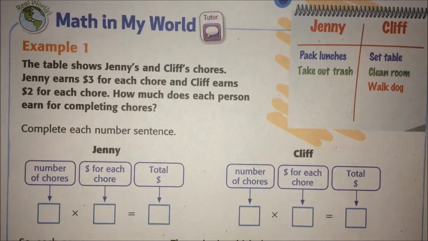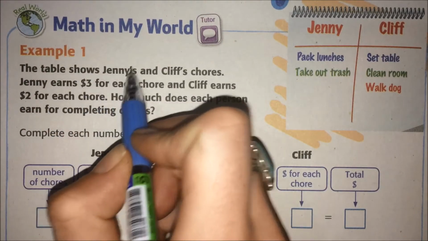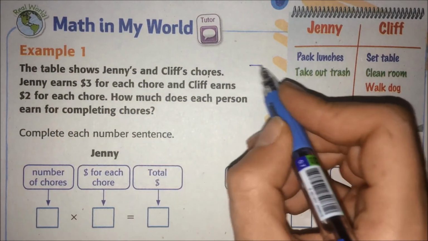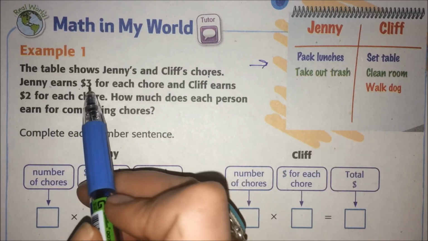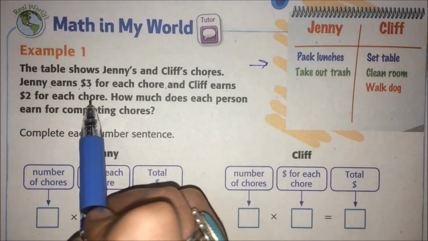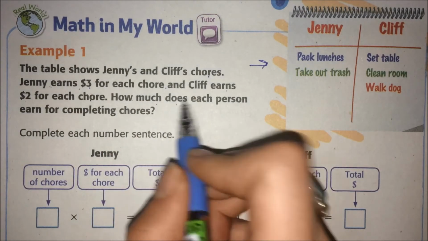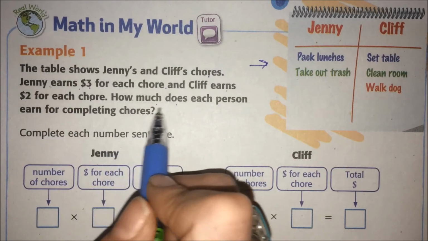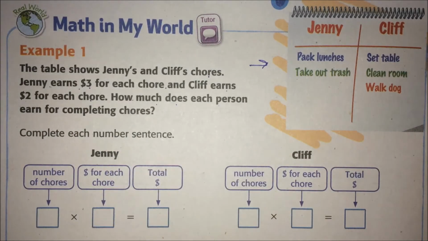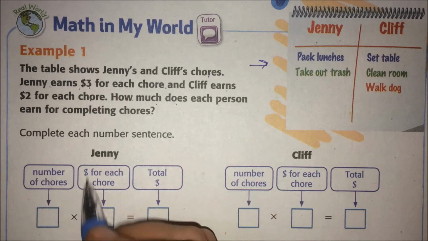Let's look at the practice problem. The table shows Jenny's and Cliff's chores. Jenny earns $3 for each chore, and Cliff earns $2 for each chore. Well, that seems unfair. How much does each person earn for completing chores? So we need to find both. Here's the number sentence. They've written it out to help us.